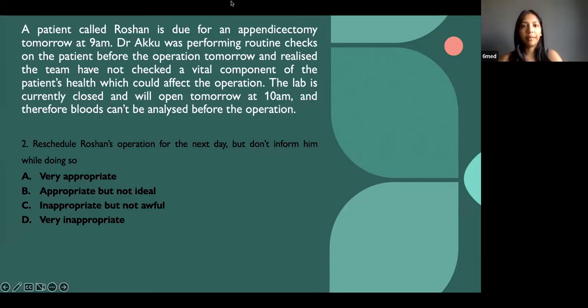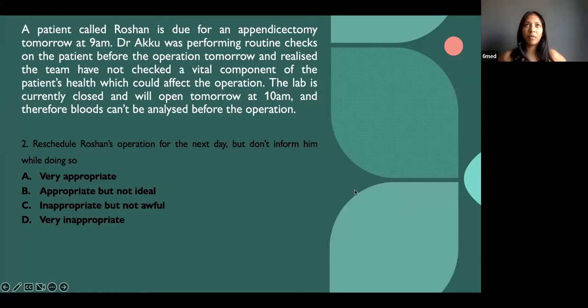Why do you think it's very inappropriate? So Eli says patient safety, yeah. So reschedule Roshan's operation for the next day, but don't inform him while doing so. Does anyone know what happens before a surgery? Why could it be a really bad thing for the patient if you don't inform him? It may have consequences for his health. So Laxia, I think you're on the right track. You should always put the patient first. Yeah, good. Patient should be involved. Consent needed. Yeah, consent is a big issue as well.